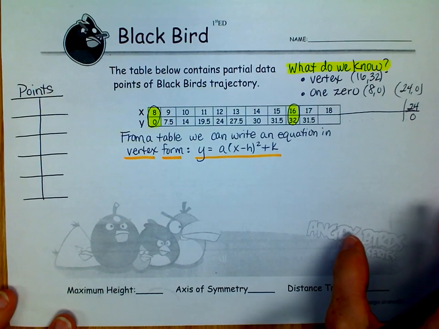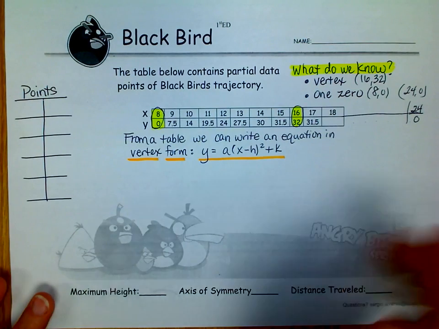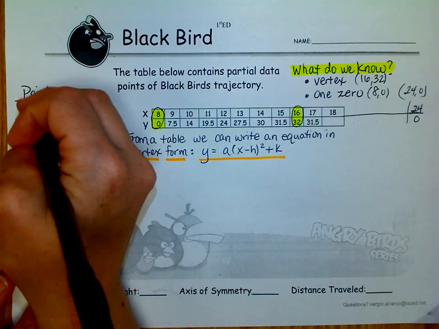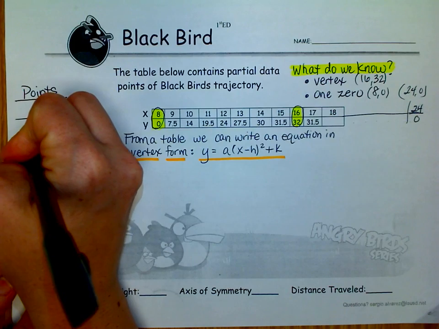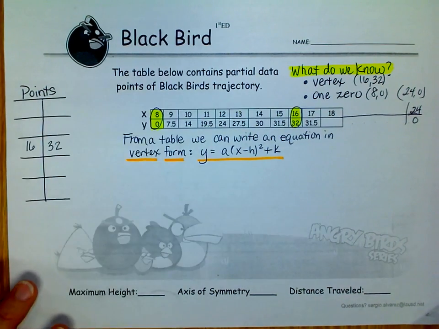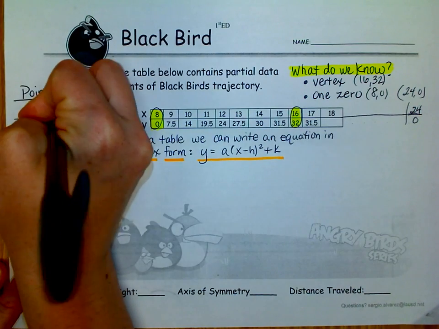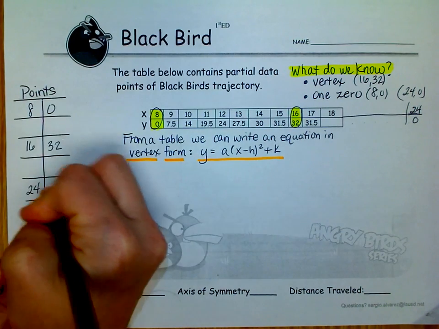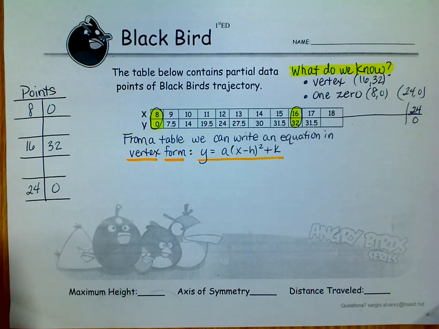So we can actually come over here to our table, and we can list our points. We definitely have a vertex at (16, 32). And we said we also have the point (8, 0), and we have the point (24, 0), and we're going to want a few points in between there.